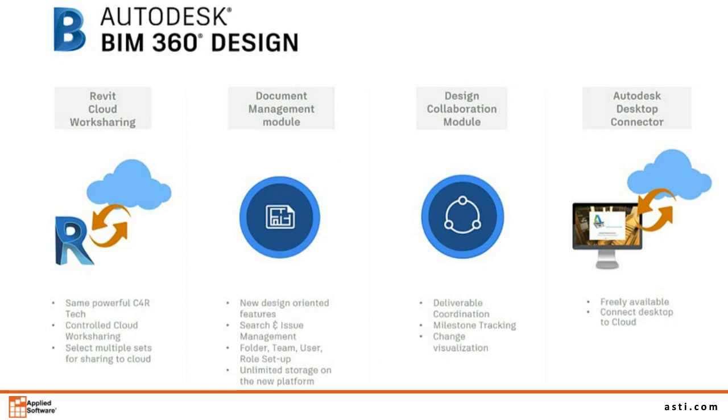So BIM 360 Design has four main feature sets. The first, formerly known as Collaboration for Revit, is Revit Cloud Work Sharing. This is a rebranding of Collaboration for Revit with the added ability to control cloud work sharing through permissions and shared models. You now have much more control over when your model is available for consumption by other team members. We did not have that much granularity or control in BIM 360 Team. We now have it with BIM 360 Design.